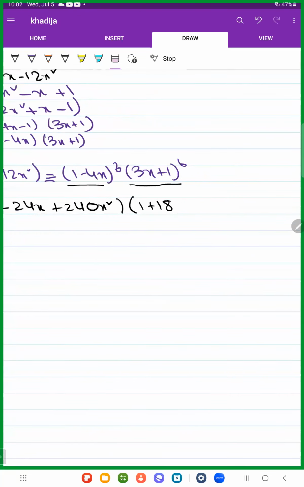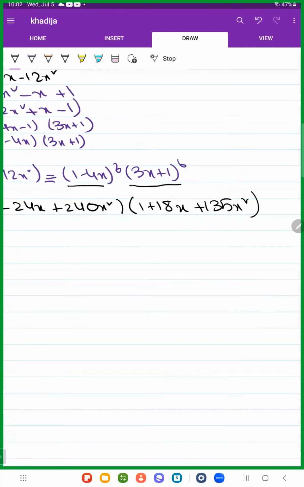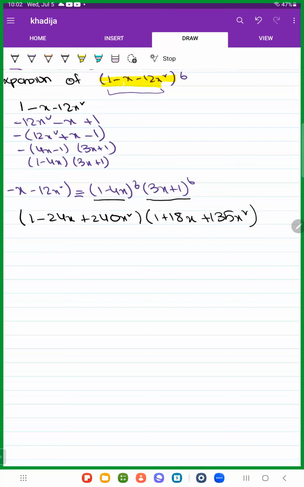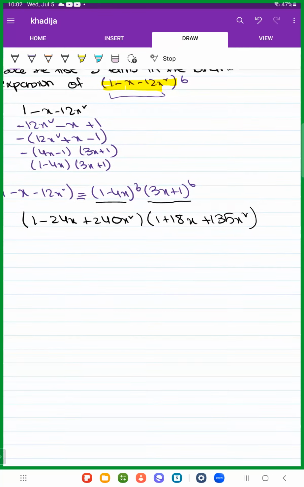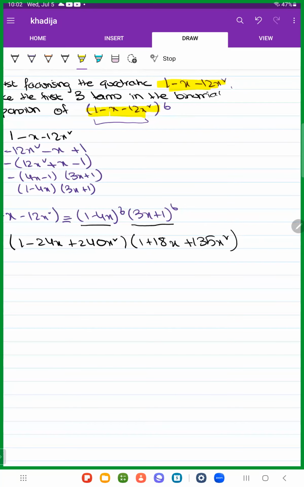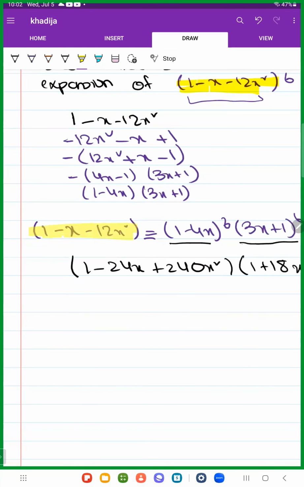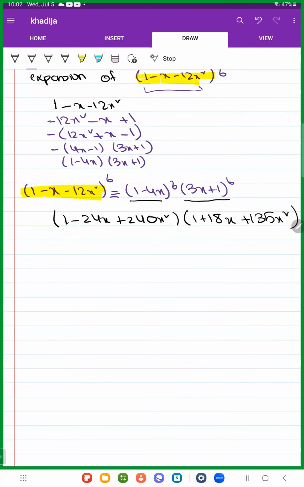For the second one, I have 1 plus 18x and 135x squared. Now what you do is you have to find the first three terms of this now. Because this expression is the same as this, you have already found the first three terms. You just need to open up the brackets.